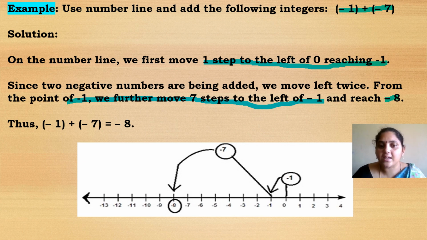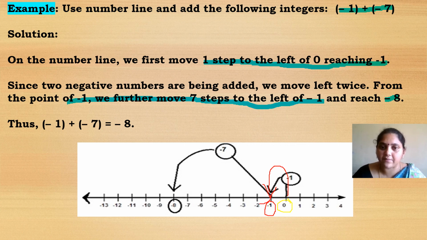What have you understood here? Because we have taken two negative integers, what is our first negative integer? It is minus 1. So from 0 we have to move one step left. So that is minus 1. Now what are we adding here? We are adding a minus number again. So from minus 1 we have to move our steps. What is our next number? Minus 7. So from minus 1 we have to move 7 steps back.